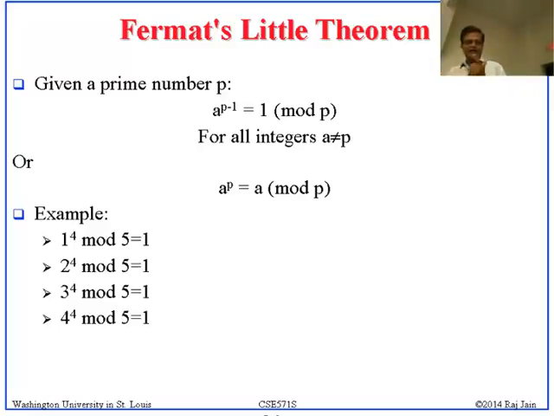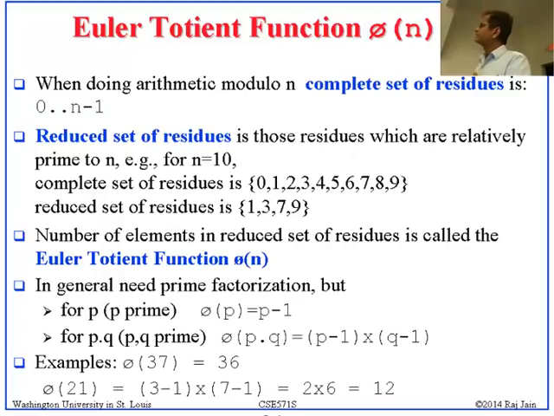Now, I think it's called Euler's quotient function. So anyway, Euler's quotient function is a number phi n, such that, let me define complete set of residues. If you take any number n, it doesn't have to be prime, the complete set of residues means that if you divide any number by n, the remainder that you will get would be 0 through n minus 1. That is called the complete set of residues.